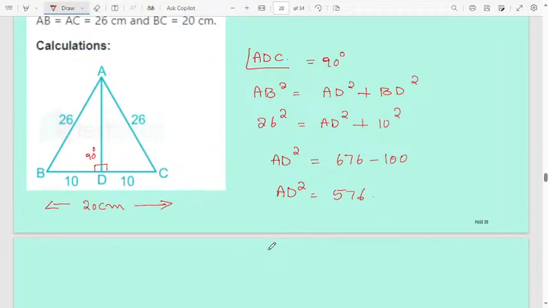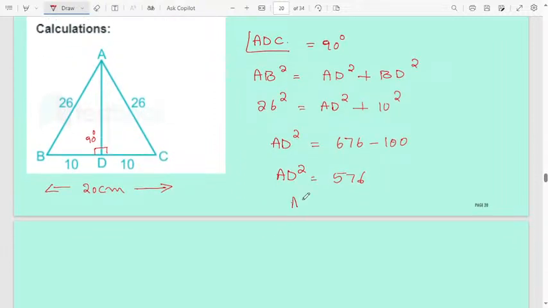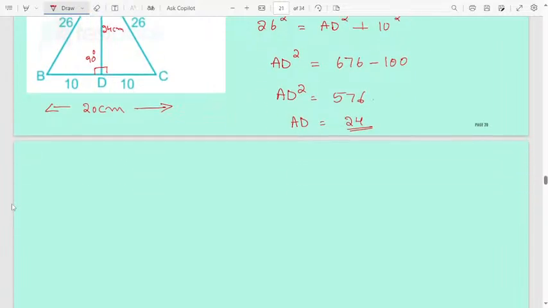Then 576. AD value, it will be 24 squared is nothing but 576. AD value is 24 centimeter. Now we got height. Area of a triangle will be half into base into height. Then base is 10 centimeter.